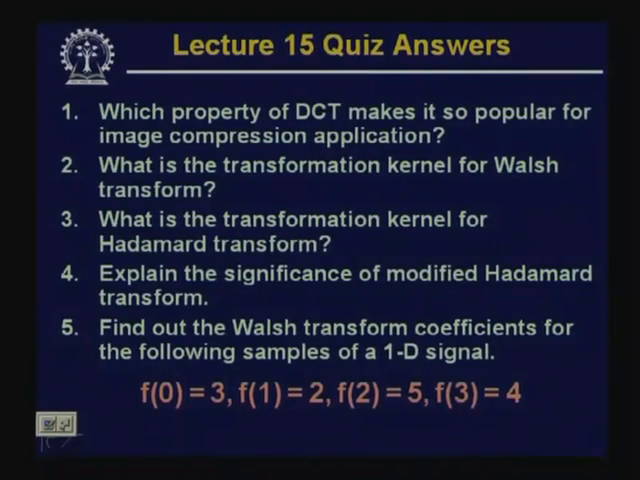The fifth problem was a problem where you have to find out the Walsh transformation coefficients of the following samples. This is also quite simple from the discussion that we had. If I simply replace these values in the Walsh transform expressions that we discussed, then we will get the Walsh transform coefficients.